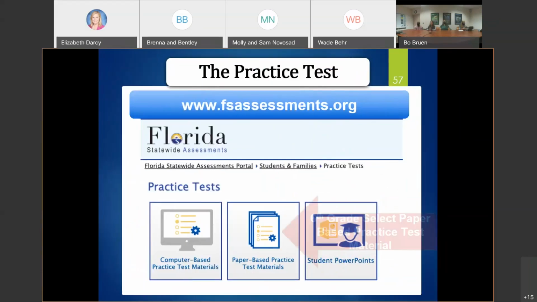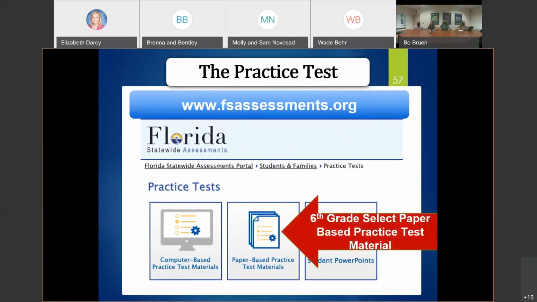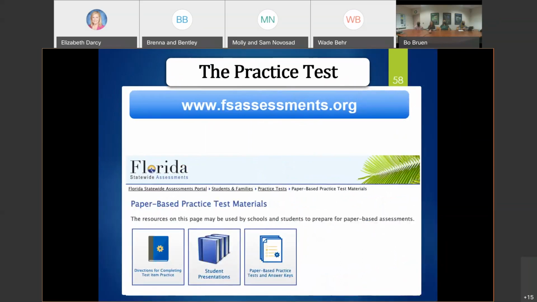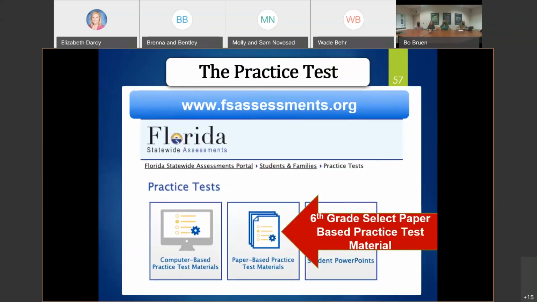Once here, you're going to see several different options. If you are a 6th grader, you are choosing the paper-based practice testing material. I think it's going to be an extra slide, but that's okay. I'm going to go ahead and tell you this anyway. If you are a 7th grader, a pre-algebra student, algebra or geometry student, you will select the computer-based practice test and materials.